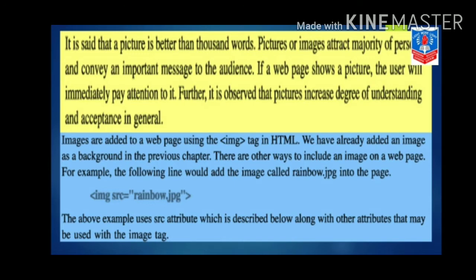Images are added to a web page using the img tag in HTML. So we have already added an image as a background in the previous chapter. There are other ways to include an image on a web page that we will see. For example, the following line would add an image called rainbow.jpg into a page. The command for that is img src equals rainbow.jpg. So children, in this example we use the src attribute, which is described below along with other attributes that may be used with the image tag. We will see ahead.